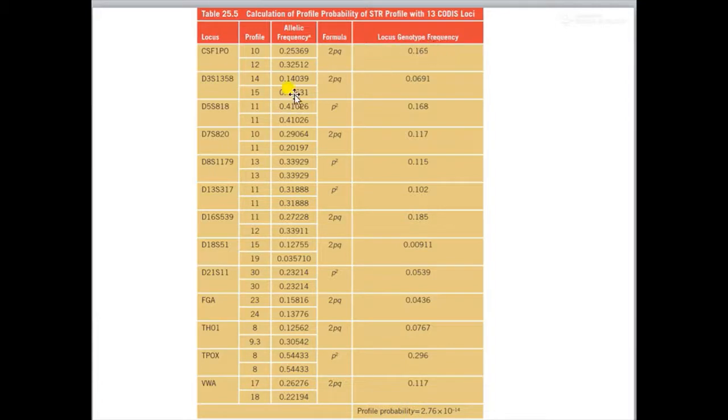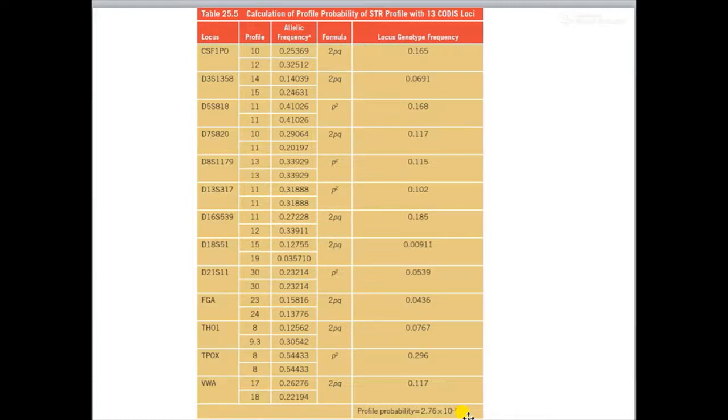Once the individual genotypic frequencies for the different loci have been found, the total profile probability is calculated by multiplying all of these together, and then you express it. Here in this case it is 2.76 times 10 to the power of minus 14. This indicates that the probability of getting this particular profile for these 13 different loci is 2.76 times 10 to the power of minus 14.